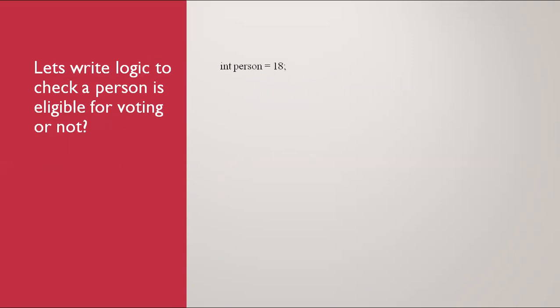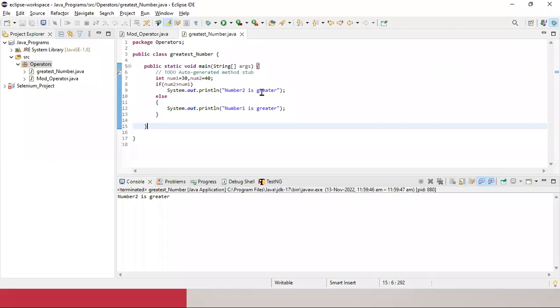See, I am taking an integer person equals 18. So this is a variable, person is a variable. This can be any name, even you can use A, B, C, anything. I just give a meaningful name. So integer person equals 18. If person is greater than or equals to 18, this is the condition we need to check for. If this condition is true, we're going to say that the person is eligible for voting.